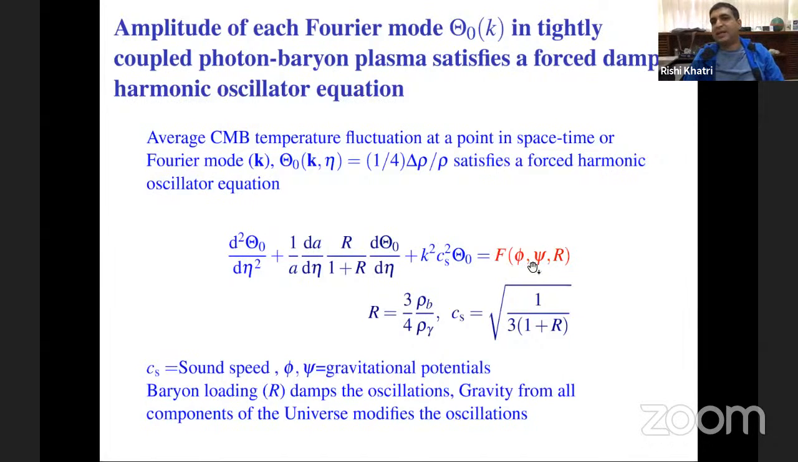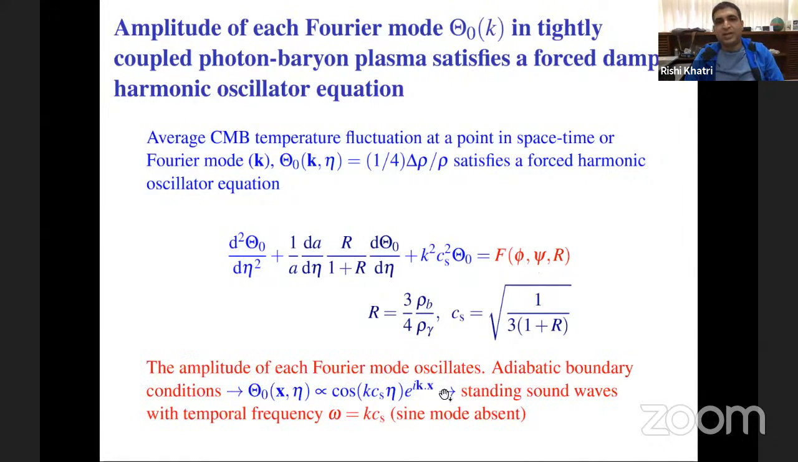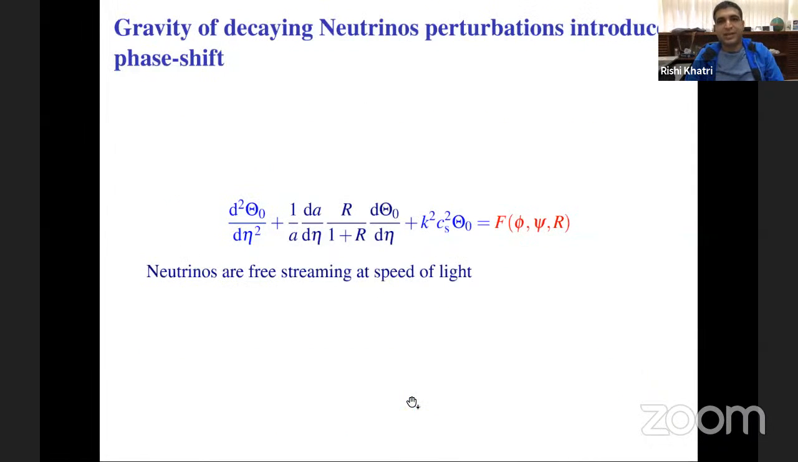The forcing term is basically everything which gravitates. So phi and psi, the metric perturbations, are here. Everything, dark matter, dark radiation, neutrinos, anything that has gravity, will come in the forcing term. The solutions are these oscillating solutions which everyone knows, cosine of k c_s eta. Neutrinos actually have a very interesting effect.